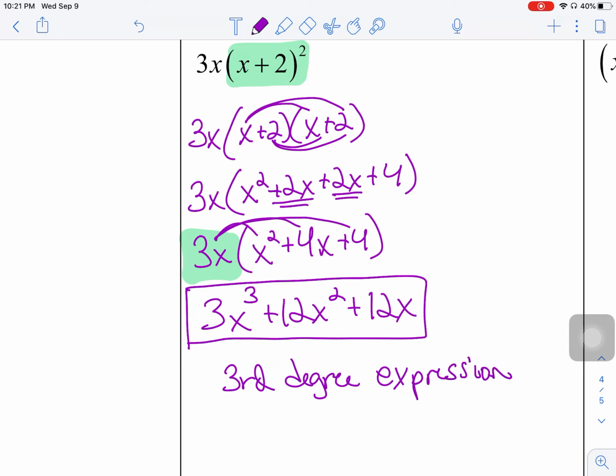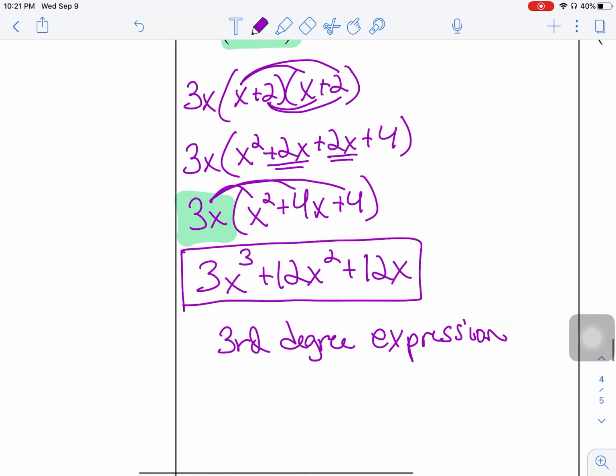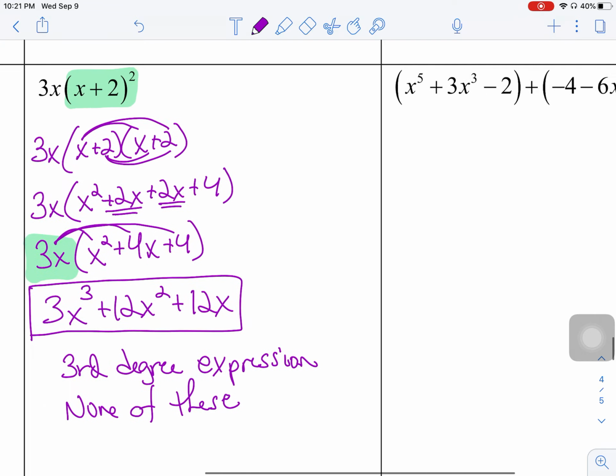Which means it's not linear. Linear is first degree. It's not quadratic, because quadratic is second degree. And it's definitely not exponential, because in exponential, the exponent is the variable. So I believe this one is none of these. Let's try that again. None of these. Okay, so it doesn't fit into linear, quadratic, or exponential.